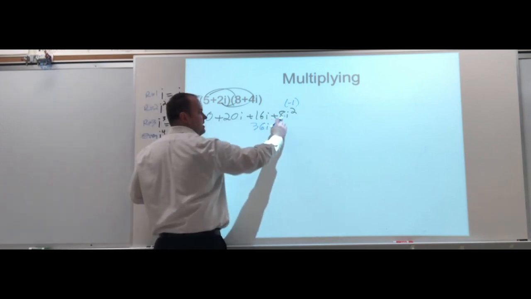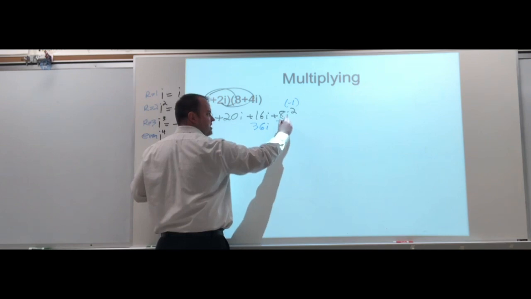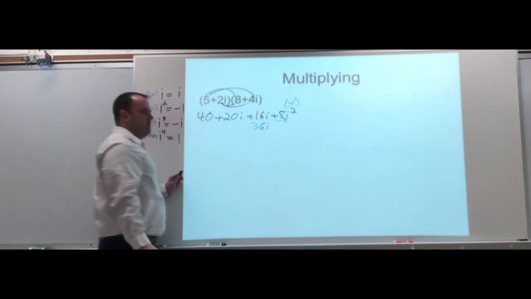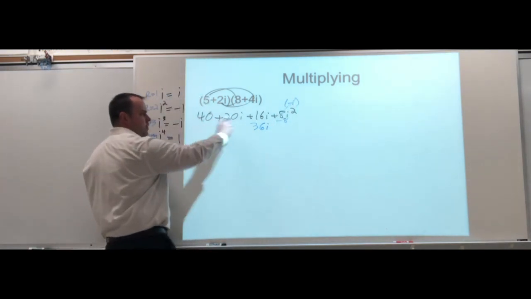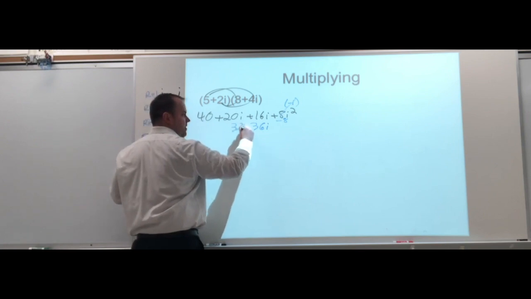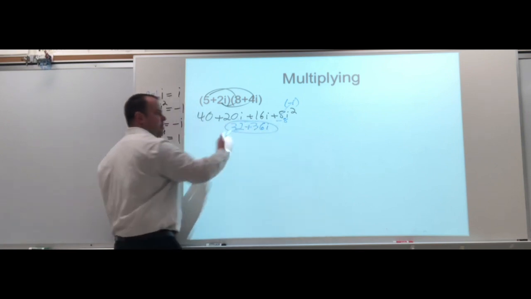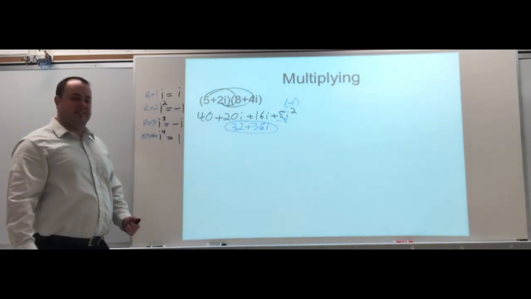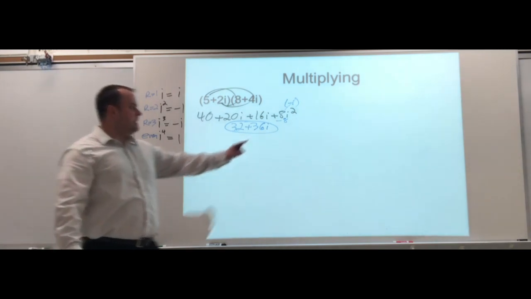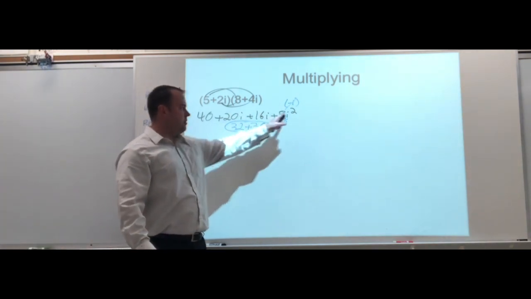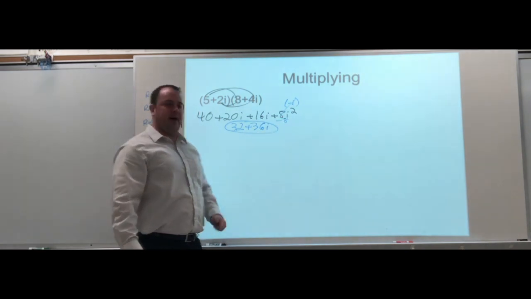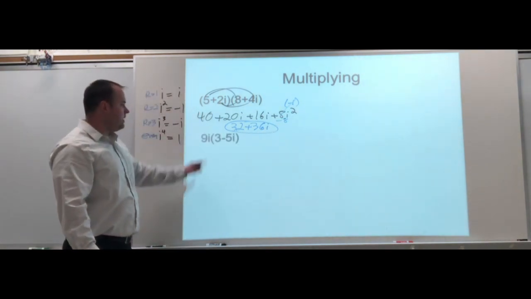40 plus 8 times -1. So this is actually -8. Multiplying those together switches it to -8. 40 minus 8 is 32. So I'm left with 32 plus 36i. Okay? You need to simplify. This was just combining like terms. i squared, you need to simplify that to -1.